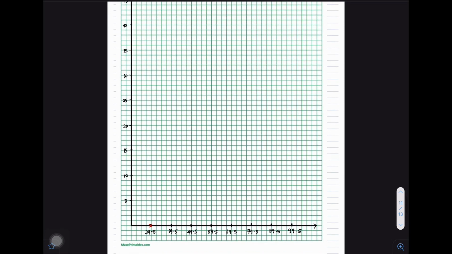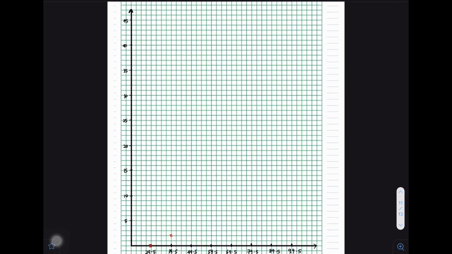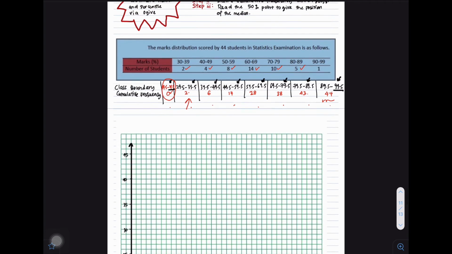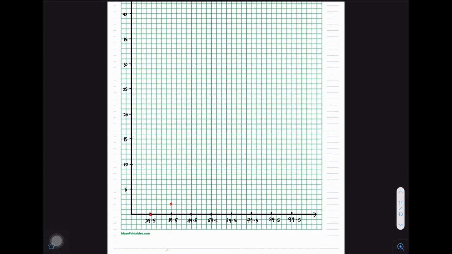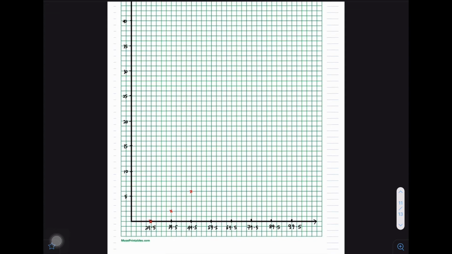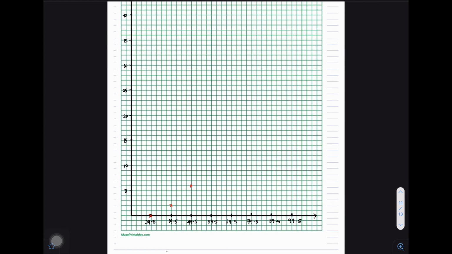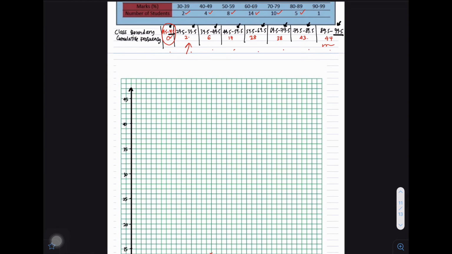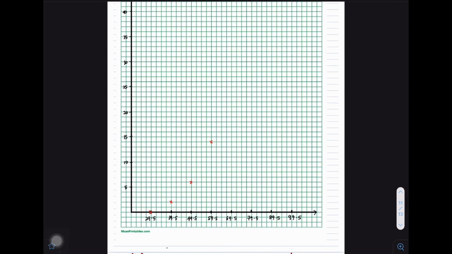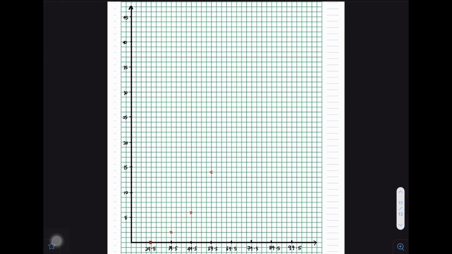So 2 is here. Okay, and then for 49.5, our cumulative frequency is 6. So 6 will be here. Sebab satu kotak ni mewakili satu. Okay, so 6 is here. And then we have 59.5 is 14. So you can see 14 is somewhere here. Okay, and then we have 69.5 is 28. So 28 will be somewhere here.